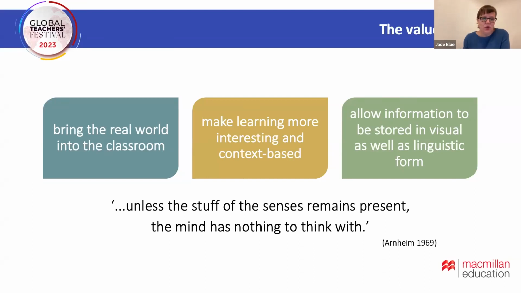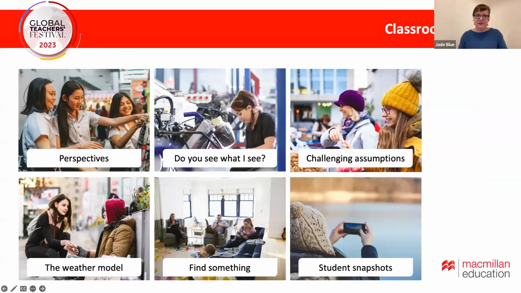So we've had a look at what culture means and why it matters. And we've had a look at how visuals can support learning. Now let's have a look at how we can bring these two things together in the classroom. So I'm going to share some activities with you. We're going to have a look at 6 different activities. And some of these I will talk you through, and some of them I will ask you to try out and to share your ideas in the chat box.